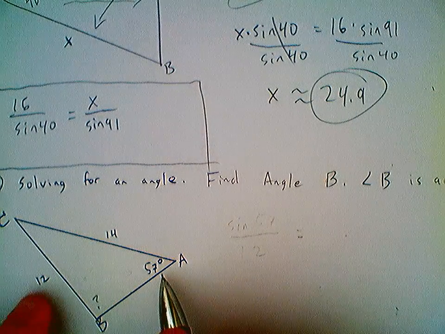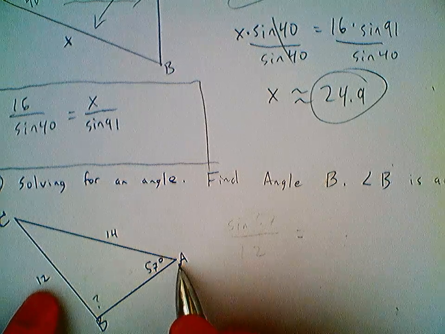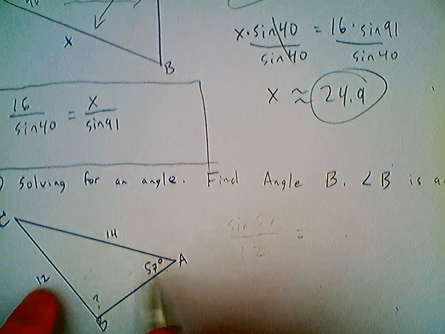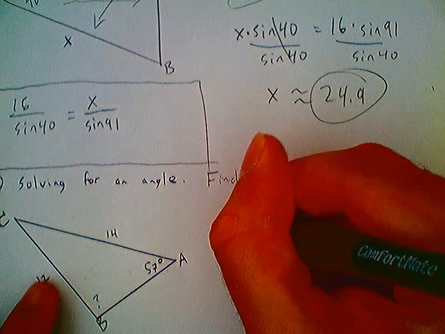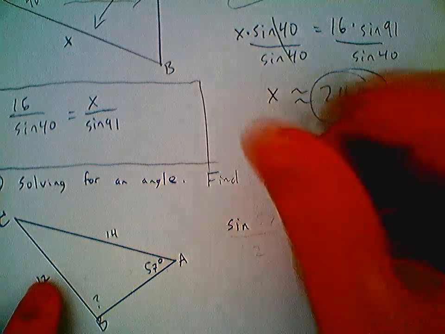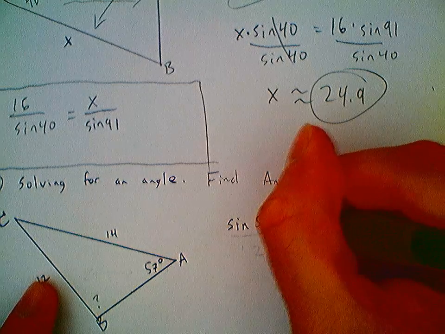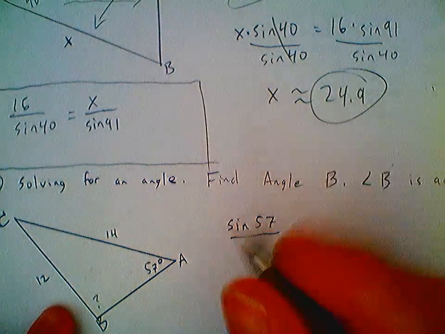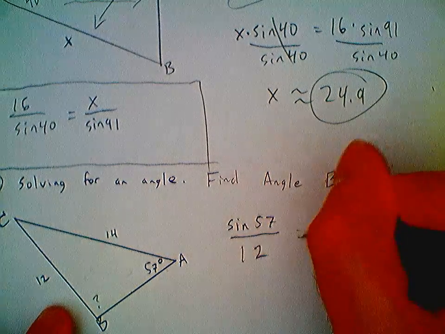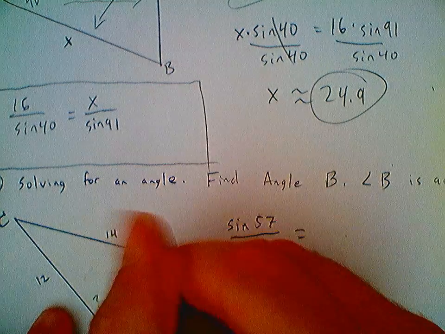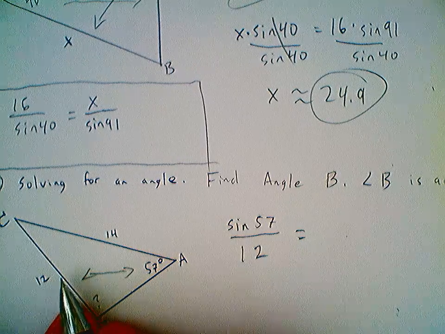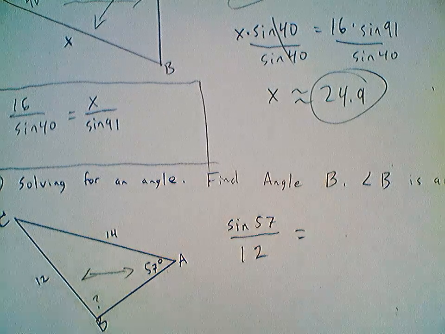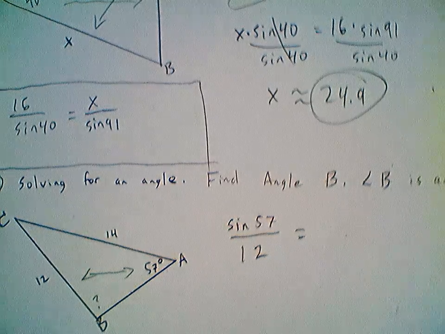So let's start with what we know. We know that angle A is 57 degrees. We also know that the side opposite that angle is 12. So we're going to start things off by saying the sine of 57 over 12. Remember, we've got to keep the angle and the side opposite it together. So sine of 57 goes with 12.